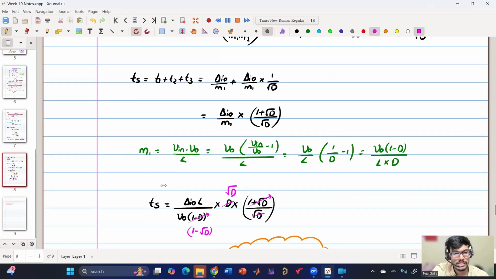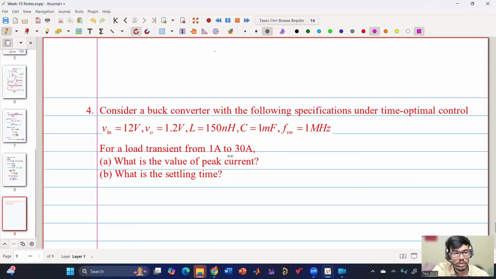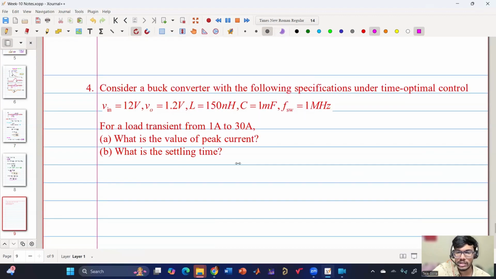Okay, so if things are clear, I have one problem for you. The problem is consider a buck converter with the following specifications under time optimal control. So I have given V in, V naught, inductance, capacitance, and switching frequency. So for a load transient from 1 ampere to 30 amperes, what is the value of peak current and what is the settling time? So in this case, what is delta I naught in this question? What is delta I naught? 29 ampere. Very good, 29 ampere.